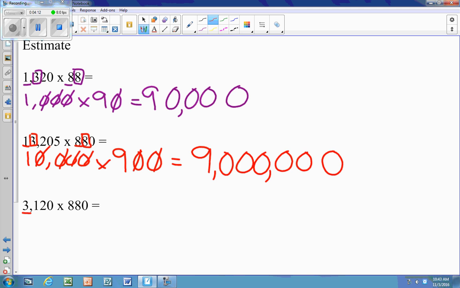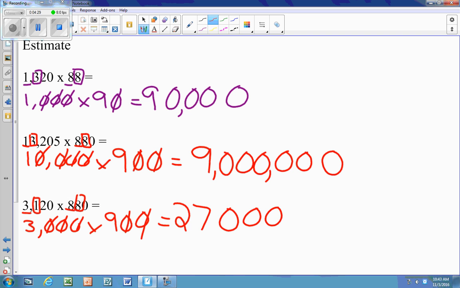Next, underline and box. That makes that a 3,000 because the 1 does nothing to the 3. Underline and box. The 8 pushes that 8 up to a 9. Ignore the 5 zeros. 9 times 3 is 27, and put my 5 zeros back in.